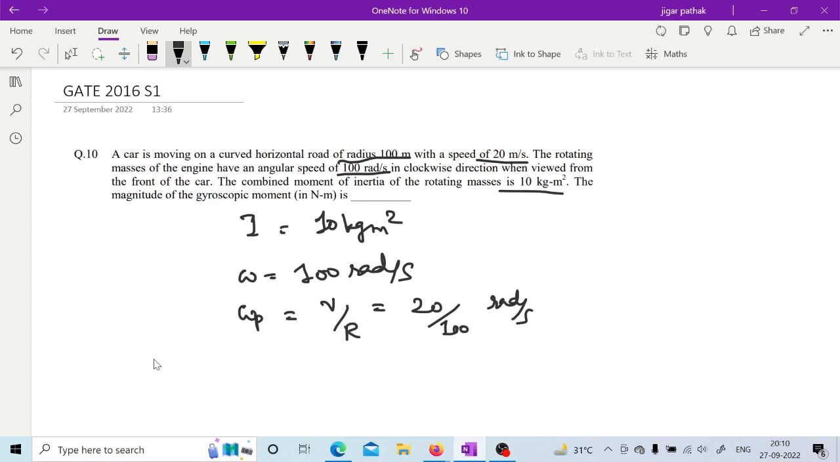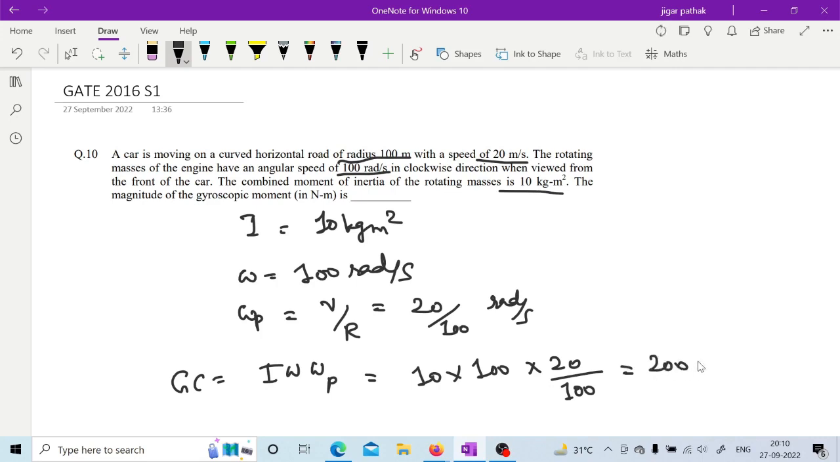So once you have all this, I omega p will be your gyroscopic moment, or gyroscopic couple. So what is I? 10, then omega is 100, then this 20 by 100, so it will be 200 Newton meter. So this is how you get your gyroscopic couple.